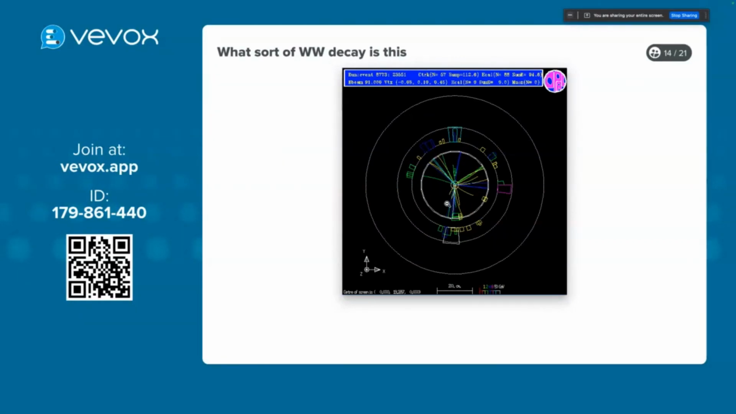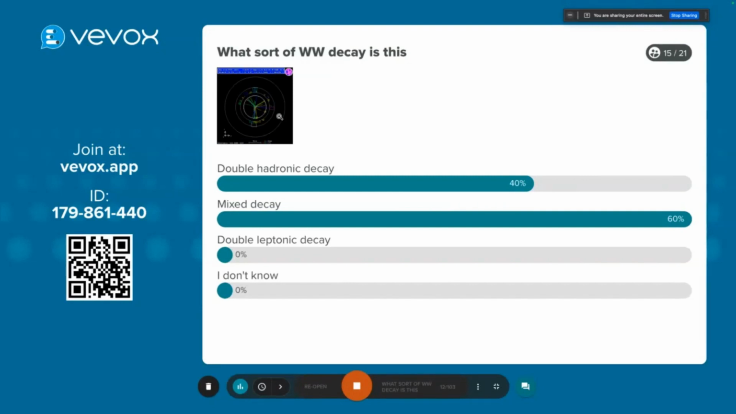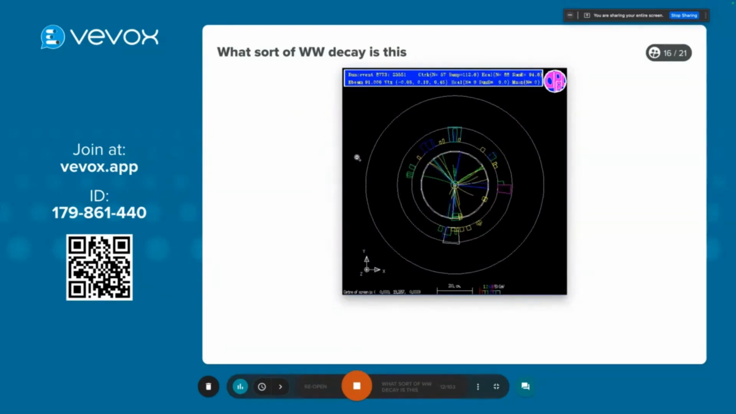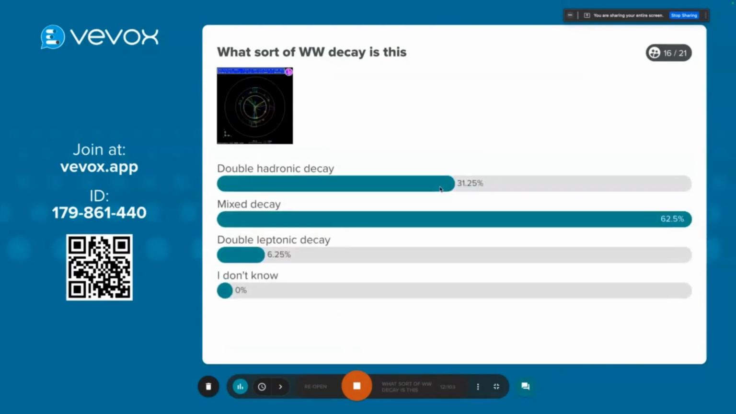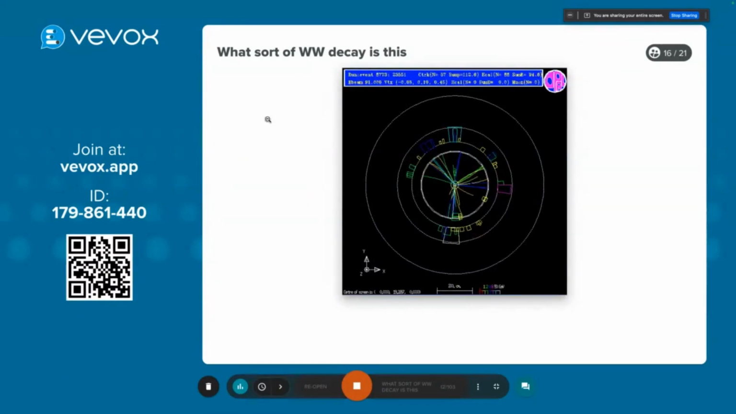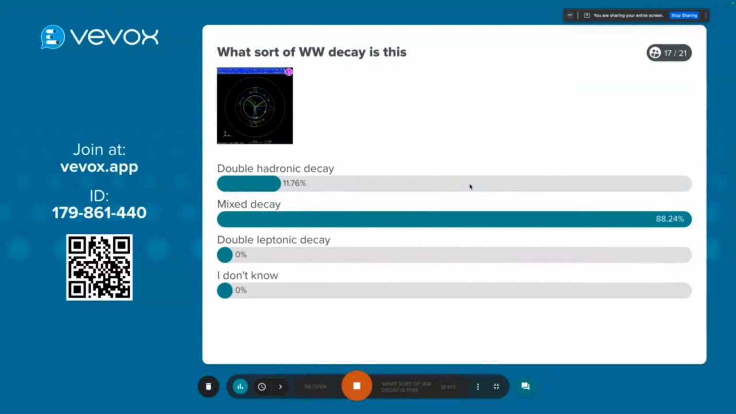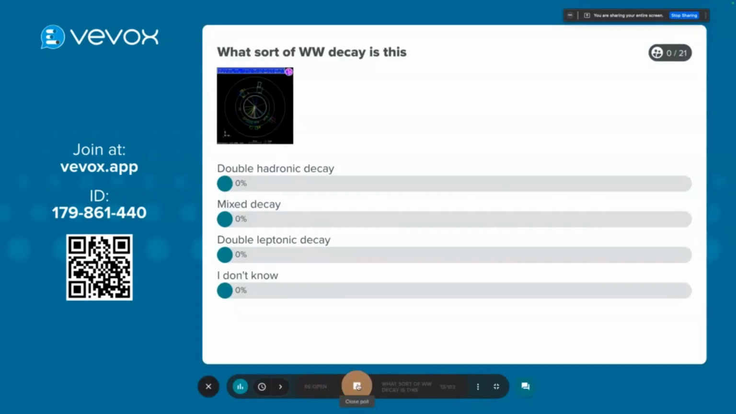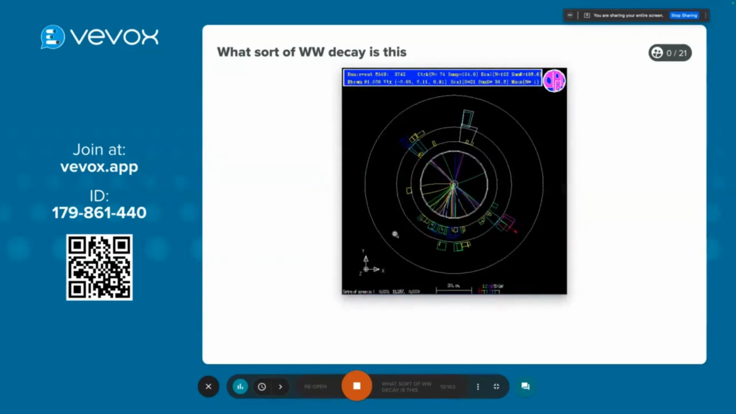This one's a little trickier, perhaps. Again, one of those ones where you might not be sure whether it's a tau or a jet, and therefore whether it's a double hadronic or a mixed. This is probably one that even I'm not too sure, to be honest. So let's go with the majority on that one. Mixed decay. Next one.